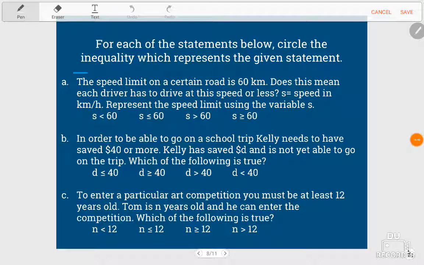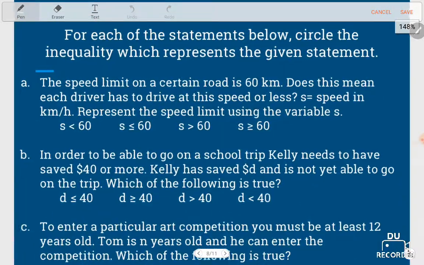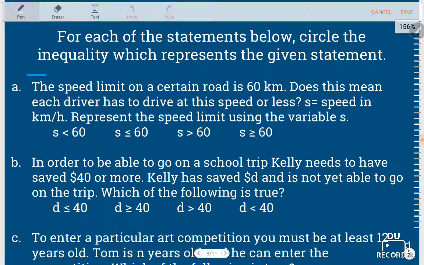Okay, and there's more problems that I wanted to cover, but let's just look at these three. You don't have to write all of them, okay? Just kind of, let's summarize. So, the speed limit on a certain road is 60 kilometers. Does this mean each driver has to drive at this speed or less? Sure. Some people drive faster, but technically they have to drive at most 60 miles or 60 kilometers, okay?